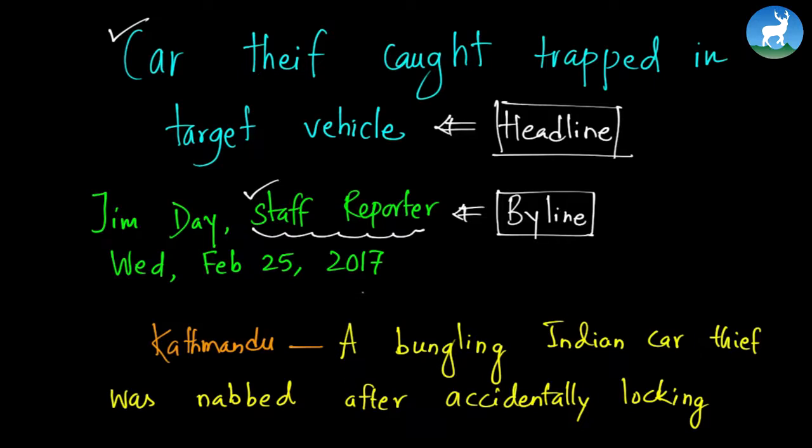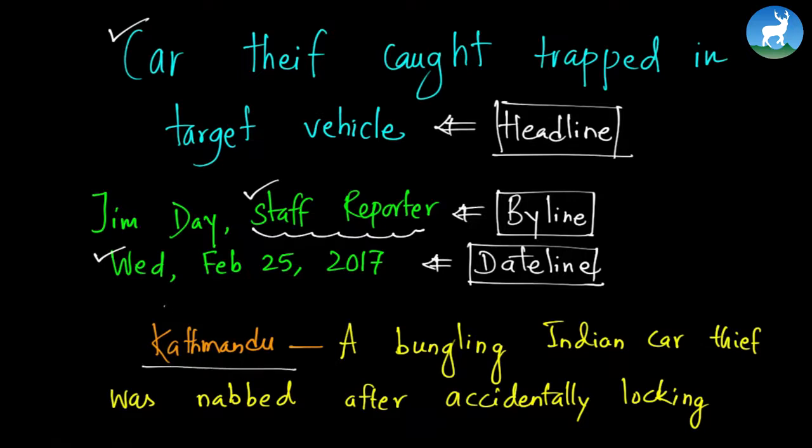And Wednesday, February 25, 2017. There is a name to this, although we did not study it. It is also called the dateline. What is it called? Dateline. We didn't study about this because it is simply the news report's date. After that, Kathmandu. What is it called? It is called the placeline. So this is the placeline. Where did this thing take place? It took place in Kathmandu.